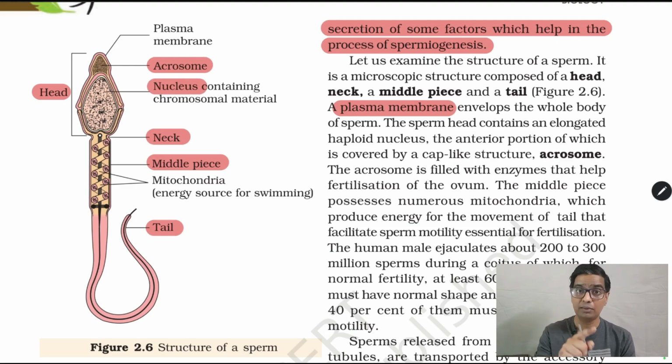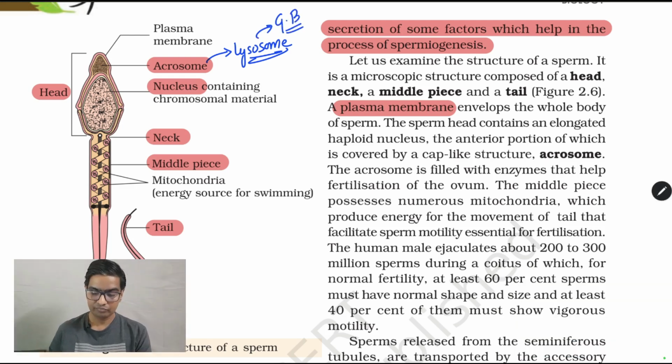Now here you will apply your logic. Which organelle did we study in 11th standard chapter cell unit of life that had lytic enzymes? Lysosomes. So acrosome is technically a lysosome. So if somebody asks a direct question, what is an acrosome? It's a lysosome. But where is the acrosome derived from? It is derived from the Golgi bodies. Simple. These enzymes in the lysosomes will help in fertilization of the ovum.